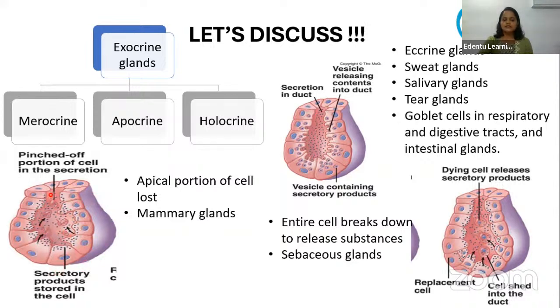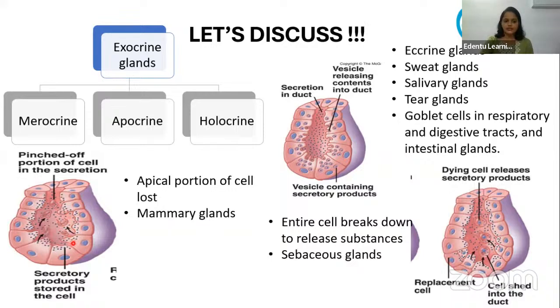Now, what happens in this apocrine secretion is that the secretory product will concentrate near the apical portion of the cells here. You can see that this secretory product gets concentrated in the apical portion here. And in apocrine secretion, this apical portion will get pinched off, and will be released into the ductal area.